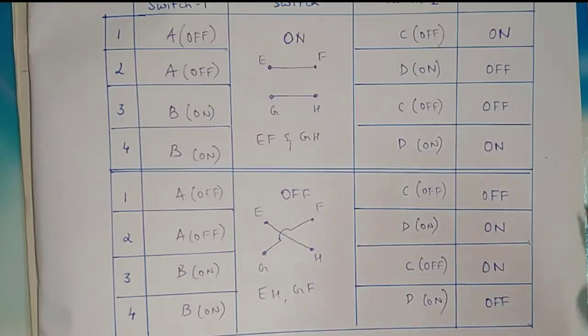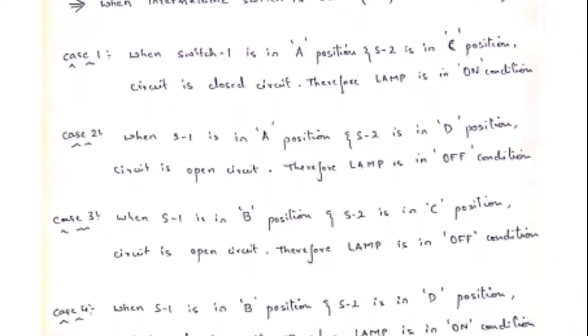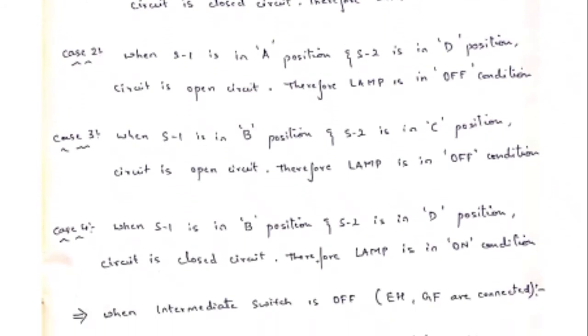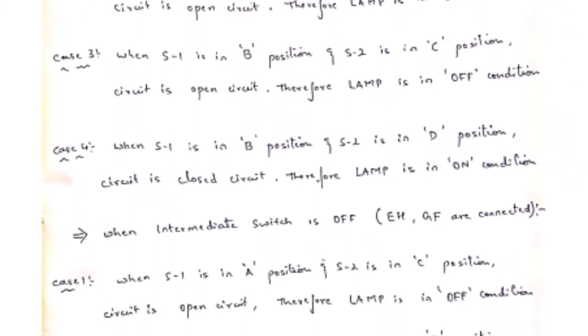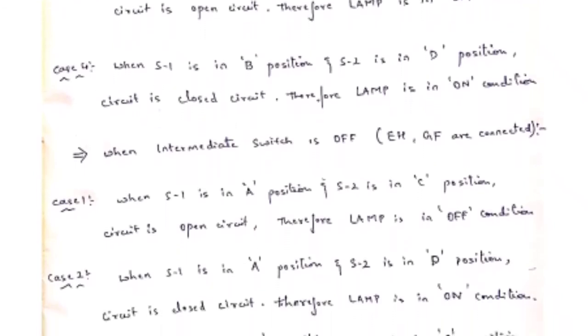So this is the way you need to check the lamp condition for each case, and you need to explain the working of this. This is about three-way control of lamp.